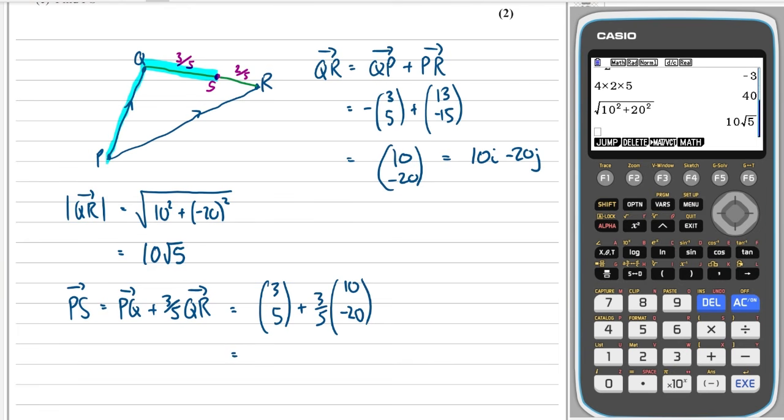Okay, great. So 3 plus 3/5 of 10 is 9, and 5 plus 3/5 of minus 20 is minus 7. So we can write that as 9i minus 7j. Perfect.